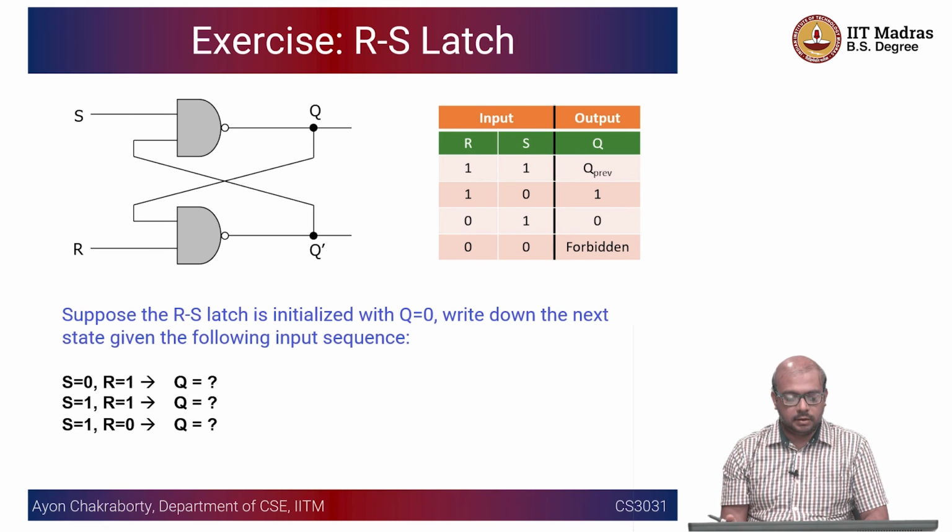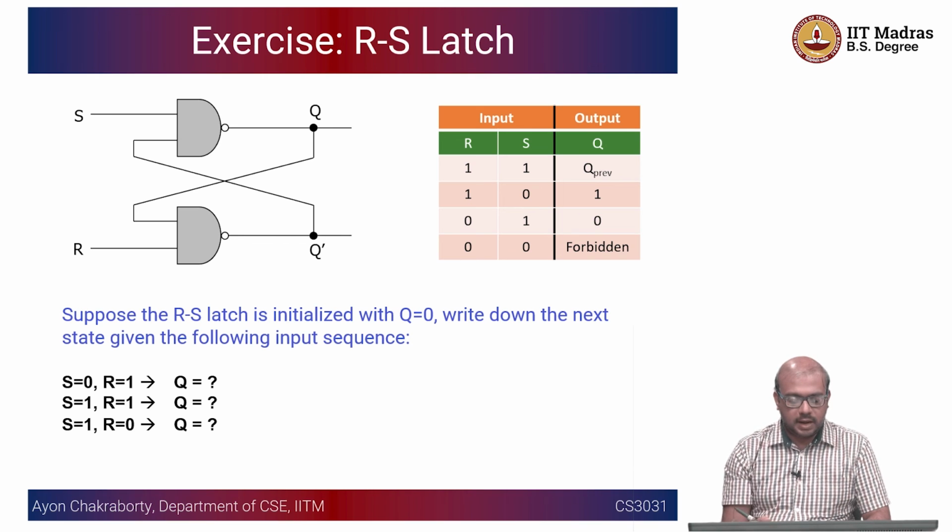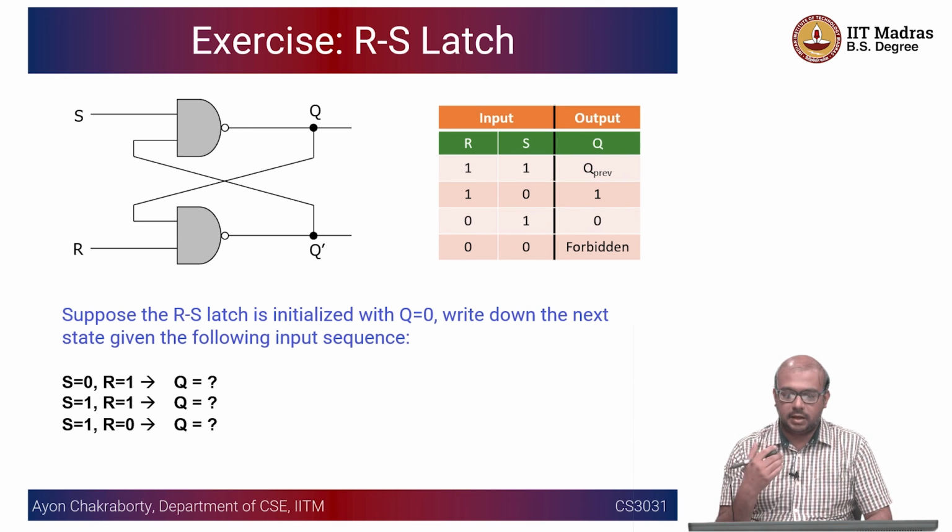So this is what I have explained right now, but I will ask you to do it one more time. What are the different possible values of Q for the different configurations of S and R? Please make sure that you understand this R-S latch. This is something very, very important, and this is going to be used later. We are not going to directly use R-S latch, but we are going to improve upon R-S latch. For example, how can I remove this forbidden state? I cannot have a circuit that has a lot of these forbidden states.